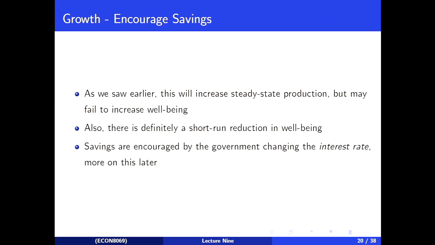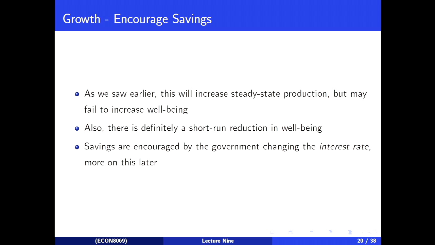Certainly, in either case, if we bump up the savings rate, in the short run there's a decrease in well-being. So if we bump up the savings rate to a higher level, S prime, there's an immediate effect. The immediate effect is that we go from getting consumption C1 to getting consumption C2. We have an immediate reduction in consumption.